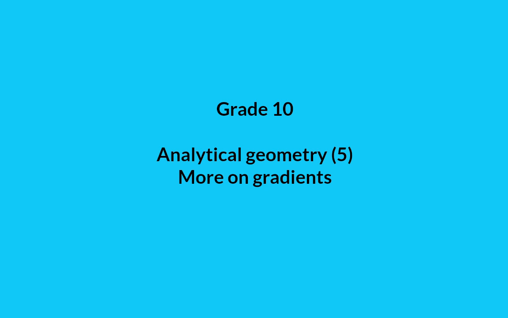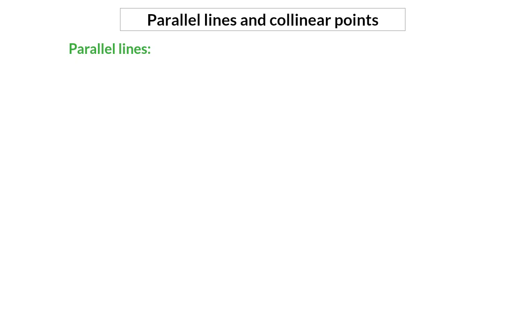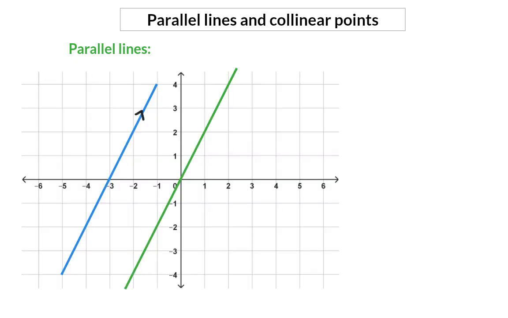In this video, we'll see what conclusions we can make when we compare the gradients of different lines. Parallel lines are lines that are equidistant from each other and will never intersect. These lines have to have the same direction and steepness and therefore have the same gradient.